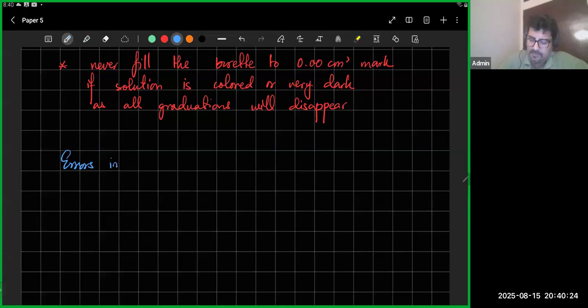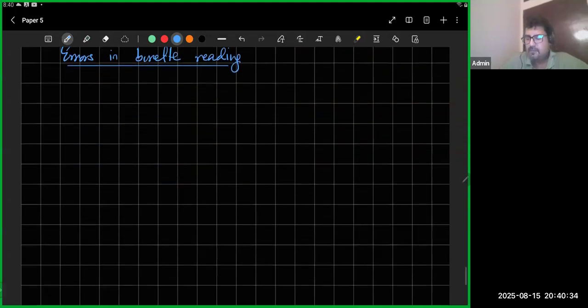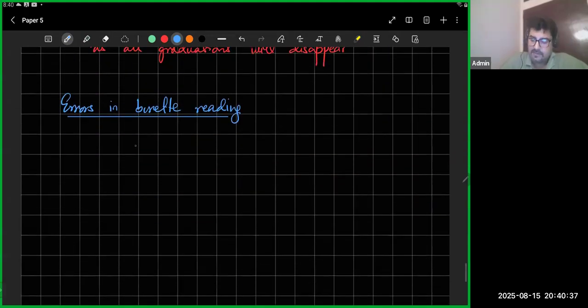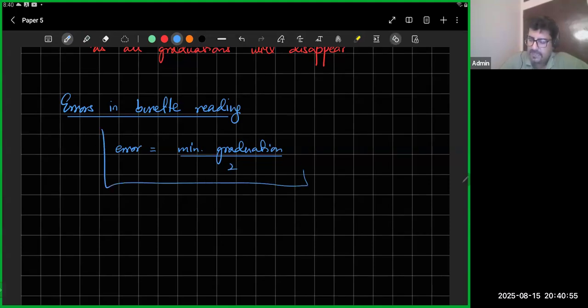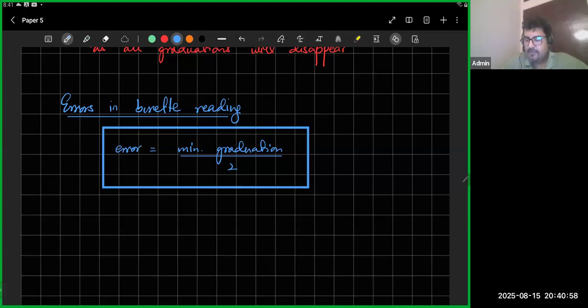Now the rest is errors in burette reading. For now, what we'll do is note that the error for any device is basically the minimum graduation divided by 2. Okay, this is always your error in any device. It's the smallest graduation, or the minimum graduation, divided by 2.